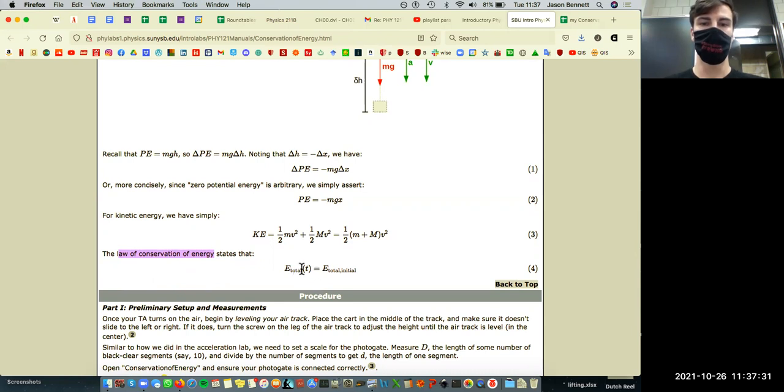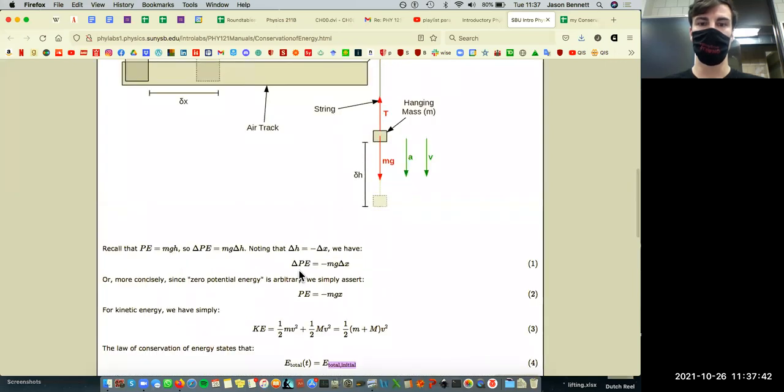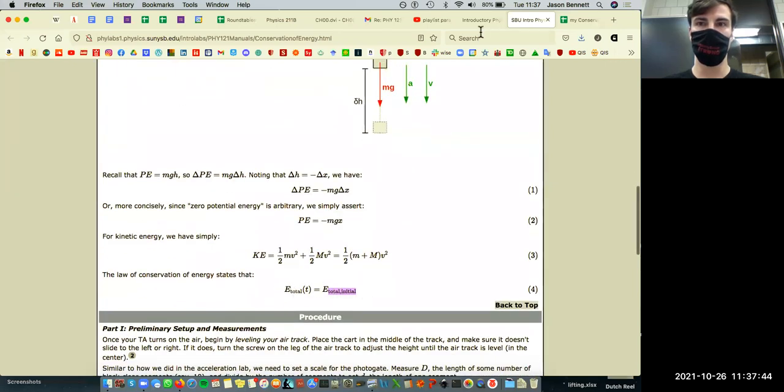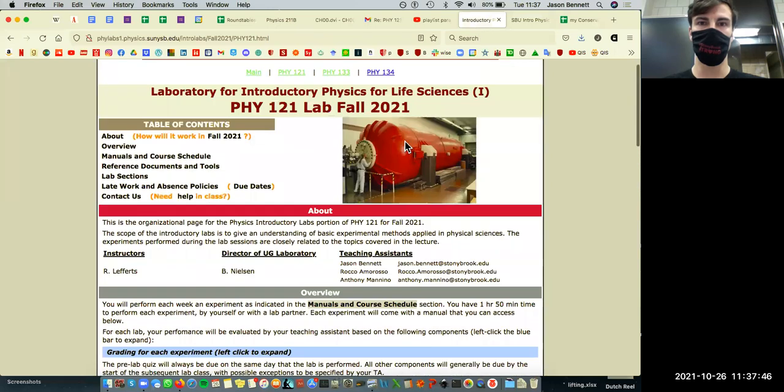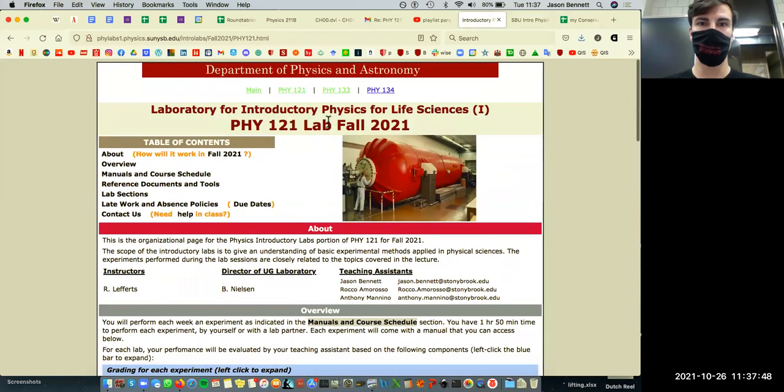This is written stupidly as well. It should read E final equals E initial. That means whatever energy you start with, the total energy is the same all the time. But another way to write this, so we'll go back to our 121 page, scroll all the way up to the top and click on 133 instead.